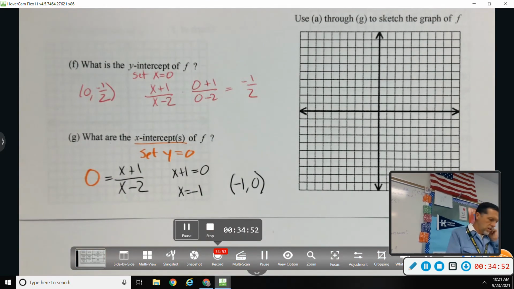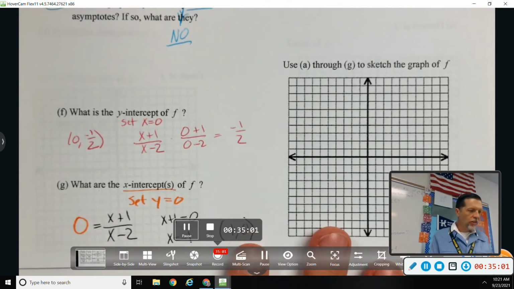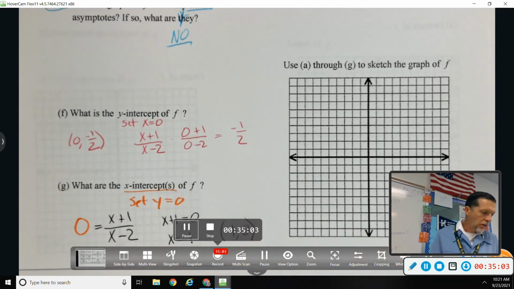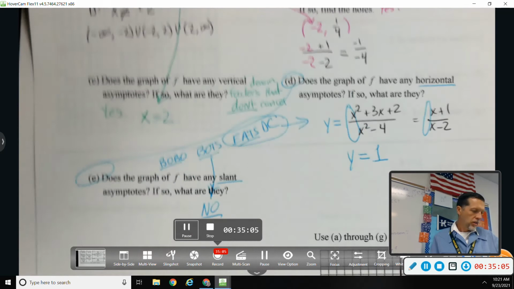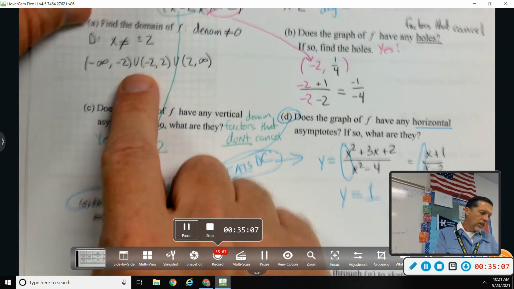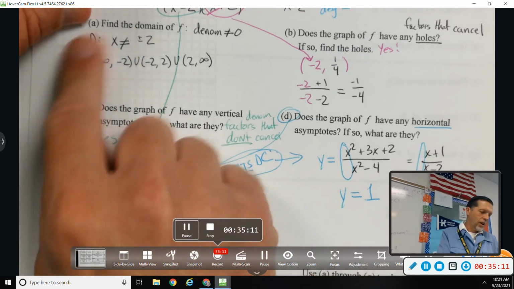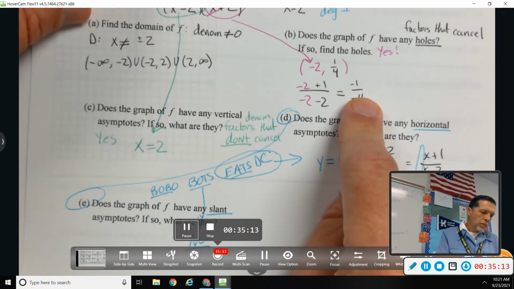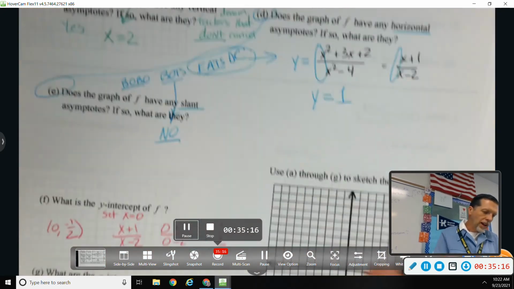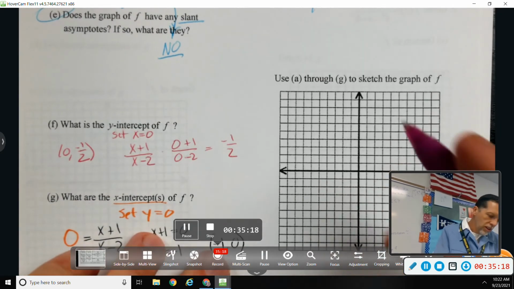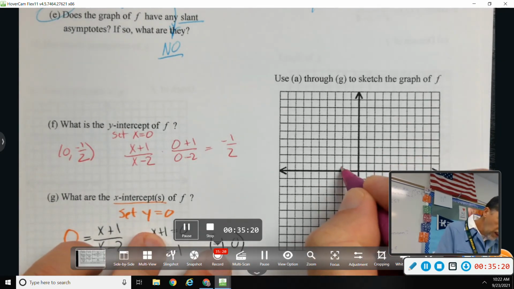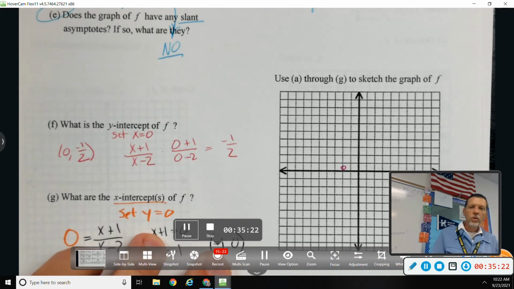All right, for the graph, use A through G, so use all of our information, and let's see what we've learned. So part A, find the domain. Okay, x can't be negative 2 or 2. That doesn't really go on the graph, so I can't really use A. Part B, we know there's a hole at negative 2, 1/4. So I'll put a hole at negative 2, 1/4.